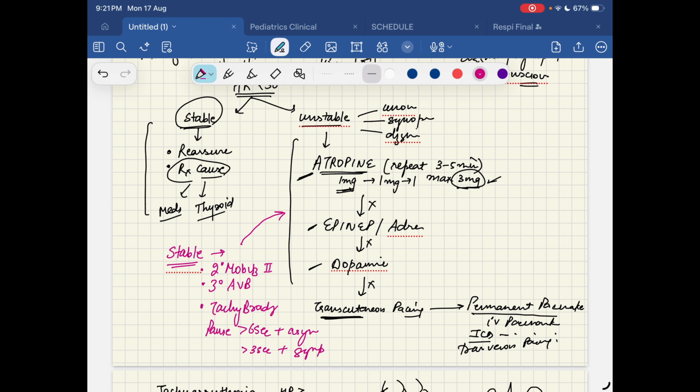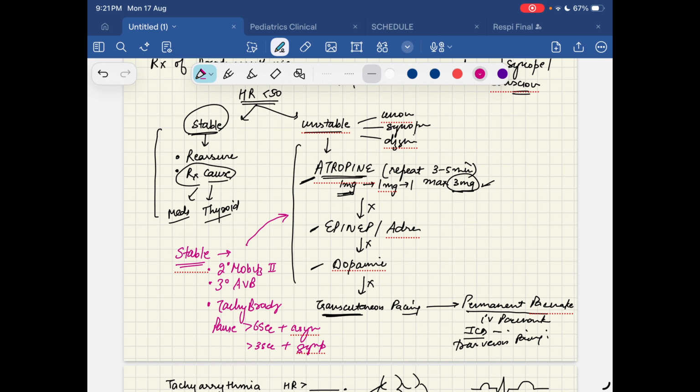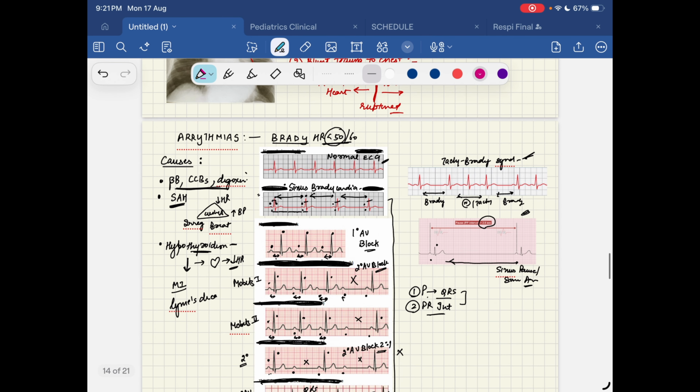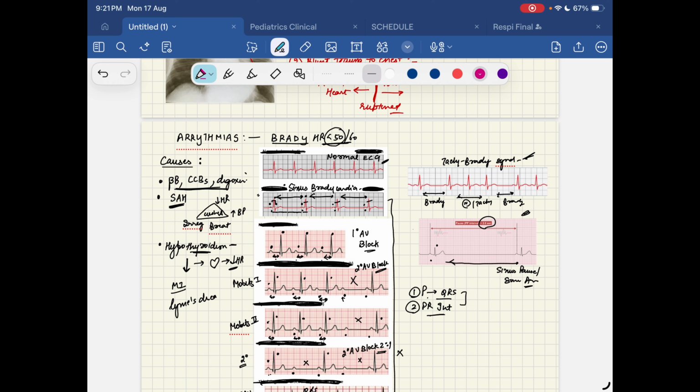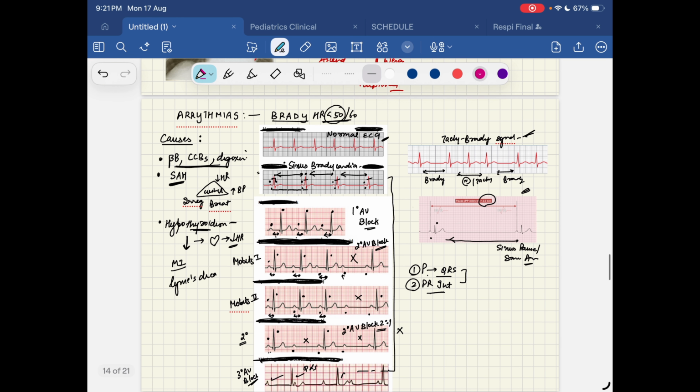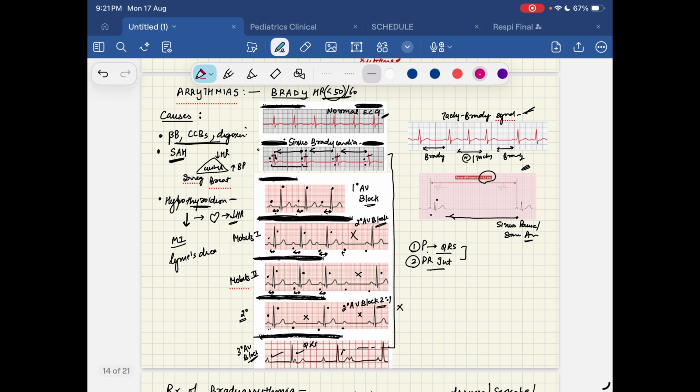So these were the treatment guidelines for bradycardia, and the important ECGs that you need to know, and how to approach that patient. So I hope after this you'll be able to perform better in your ED postings and treat a patient with bradycardia.